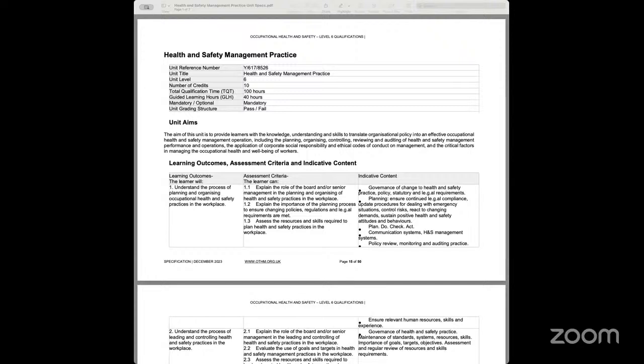Give me 1 second and let me show you that as well, so that you have a very good idea of what is involved as far as the study of the course is concerned.